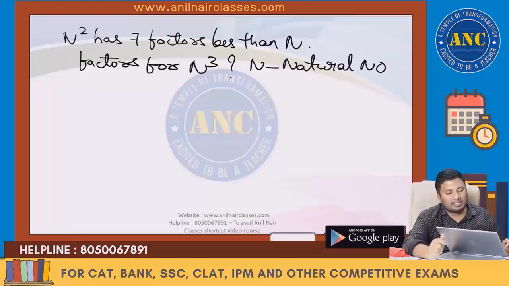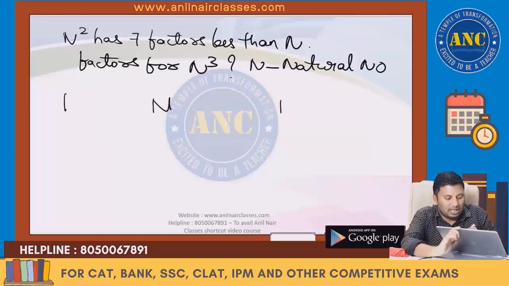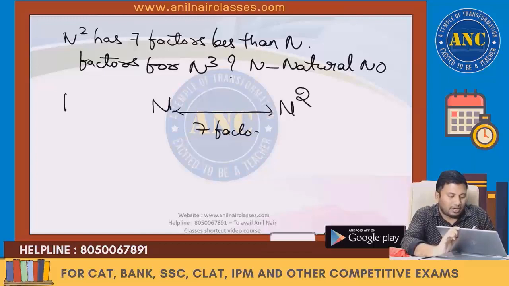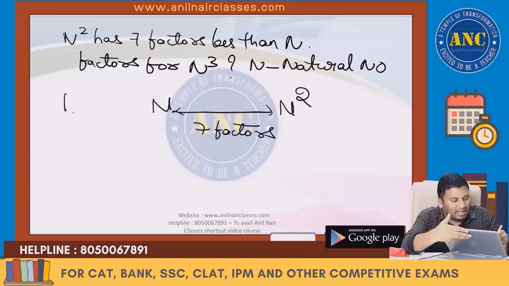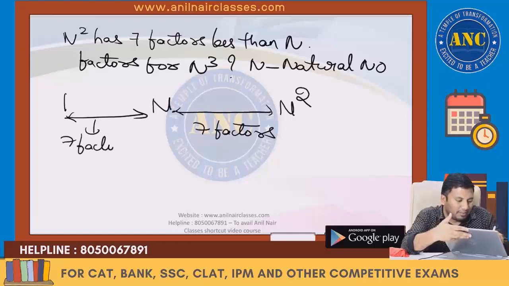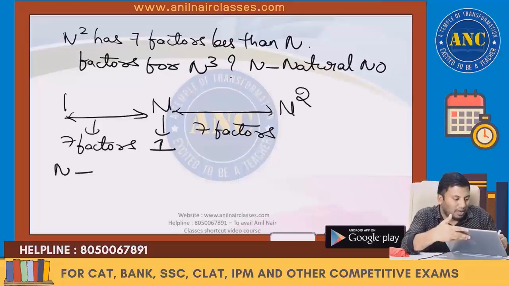N square has 7 factors less than n. These are 1, these n, these n square. So here it is 7 factors. Instead of the previous case, where it was n and root n, now it is n and n square. Both will be the same. N is a factor of n square, so it is 1. So the number will have 15 factors.